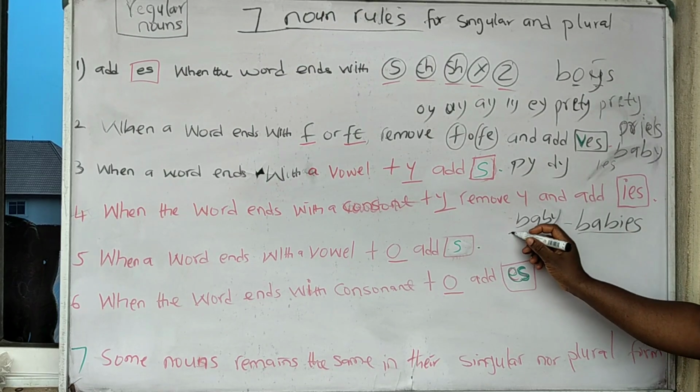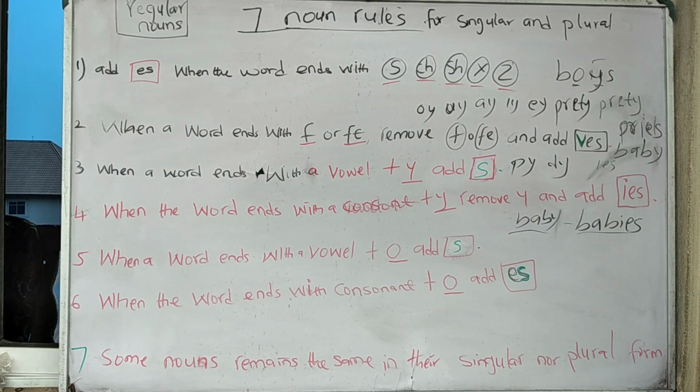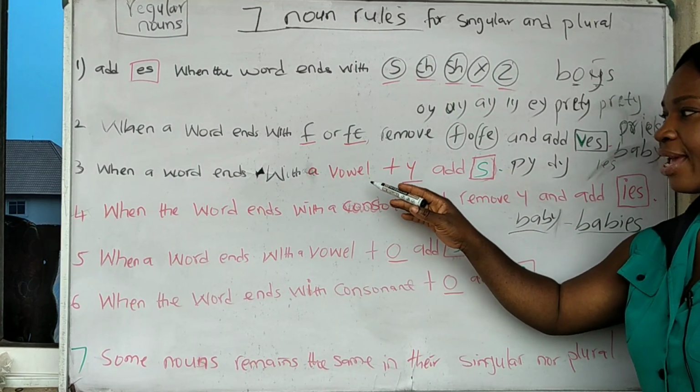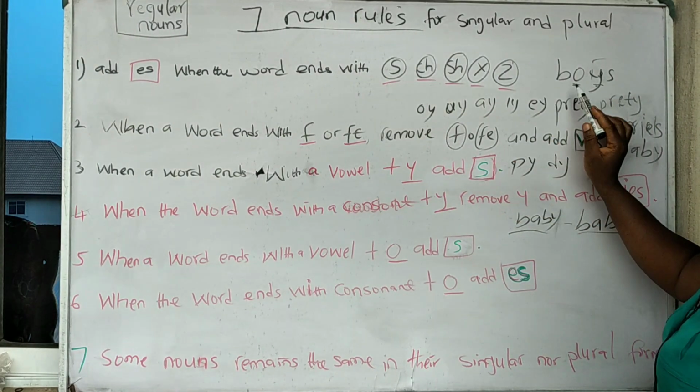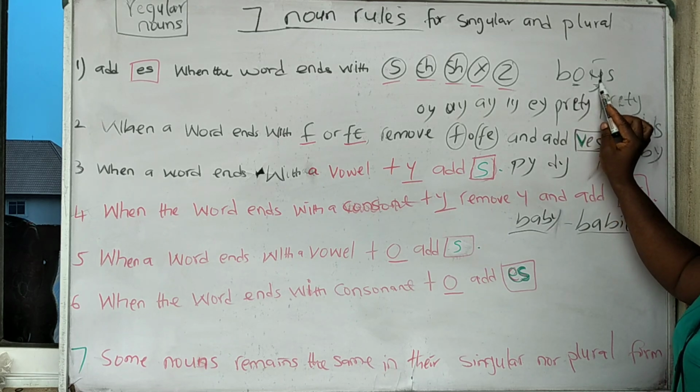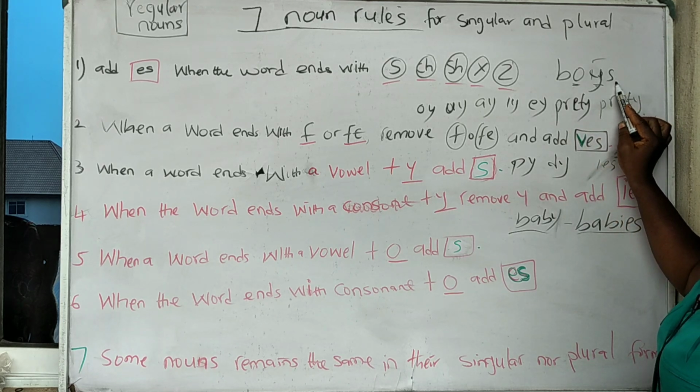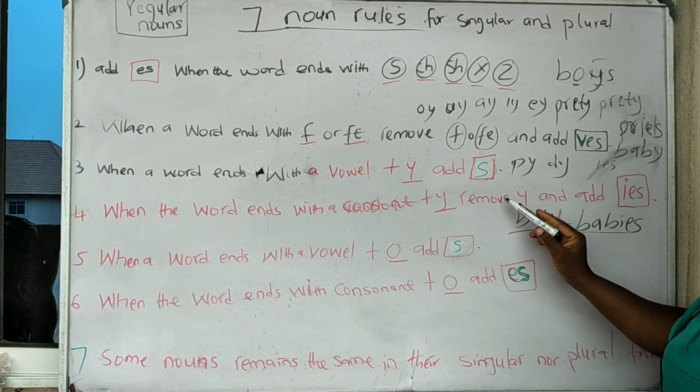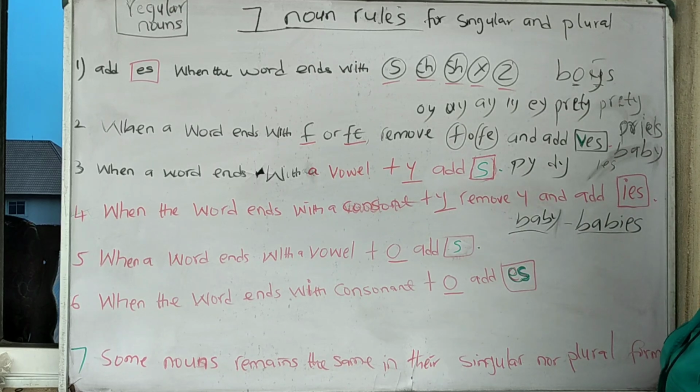You got it now? So this is what this rule is talking about. Baby, babies. Okay? But in this case, when it was vowel, the boy, I didn't change Y. It remains like that. I added just S. So that is what this rule is talking about. So we go over it again.